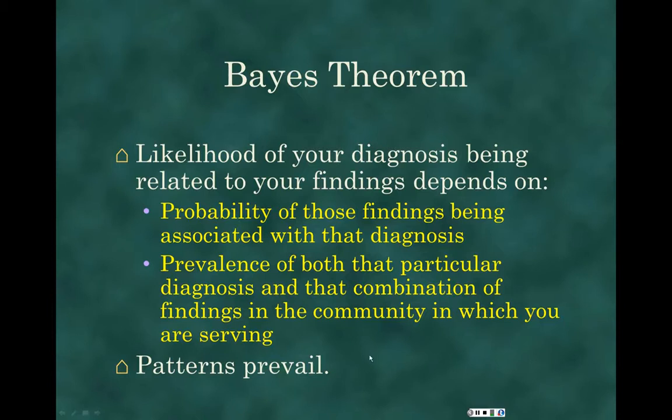Bayes' theorem tells us that the likelihood of your diagnosis being related to your findings depends on both the probability of those findings being associated with that diagnosis and the prevalence of both that particular diagnosis and that combination of findings in the community in which you are serving.